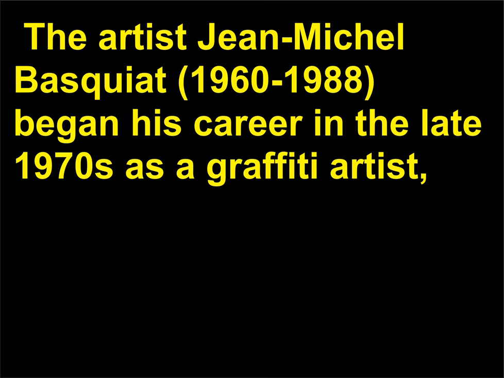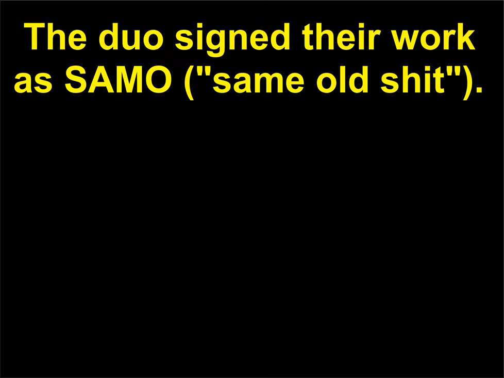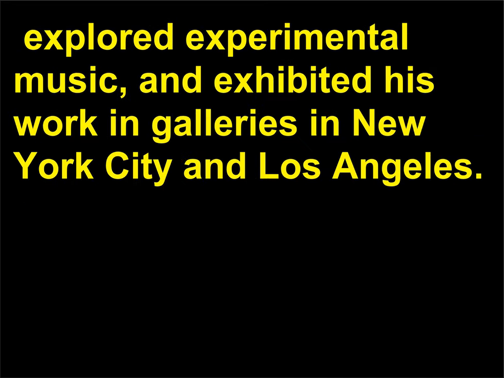The artist Jean-Michel Basquiat, 1960-1988, began his career in the late 1970s as a graffiti artist, tagging buildings with short, poetic phrases, along with his friend, Al Diaz. The duo signed their work as SAMO, Same Old Shit. In the 1980s, Basquiat developed a neo-expressionist style that incorporated graffiti elements, explored experimental music, and exhibited his work in galleries in New York City and Los Angeles.